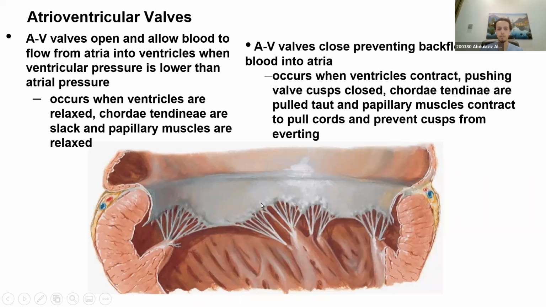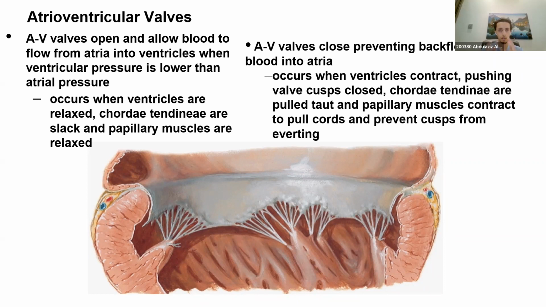Now, these cusps are very important and are connected to these two structures right here. We can see these are the papillary muscles, and they're connected through what we call chordae tendineae. As you can see here, they are relaxed, and this is a state of opening, an open valve. The chordae tendineae are relaxed, and so are the papillary muscles. This allows blood to enter from the atrium into the ventricles.